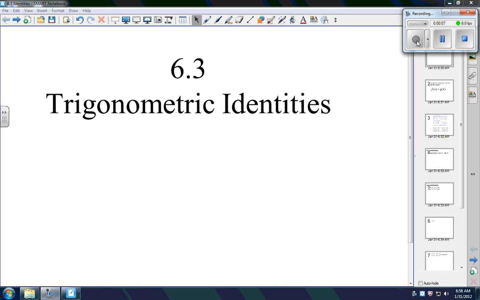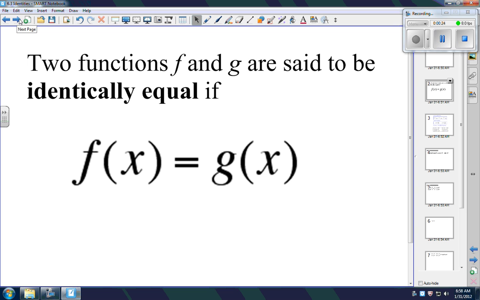Okay, moving on with chapter 6 here, we're going to look at some trigonometric identities. So basically your trig version of proofs, but they're a lot more fun, at least in my opinion. So the whole idea is we have to prove one side equal to the other. Okay, you can manipulate both sides, but you can't manipulate across the sides. So it's just kind of this idea, two functions are said to be identically equal if f of x equals g of x. So we just have to basically prove left side equals right side.